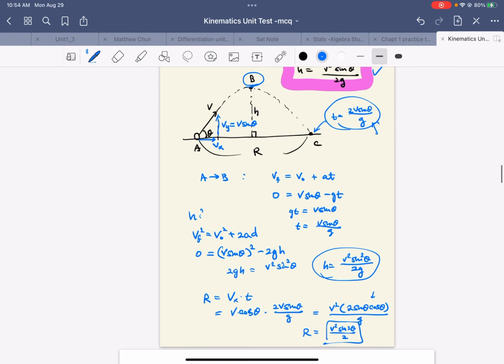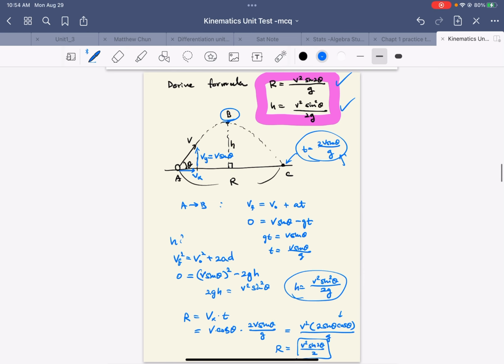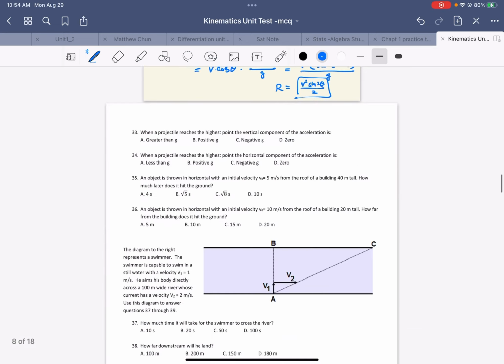So for those of you who want to know how to get those h value and r value formulas, I derived it here for your reference. Now let's move on.